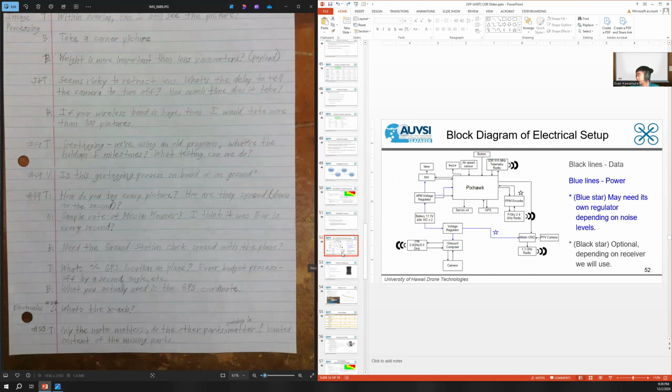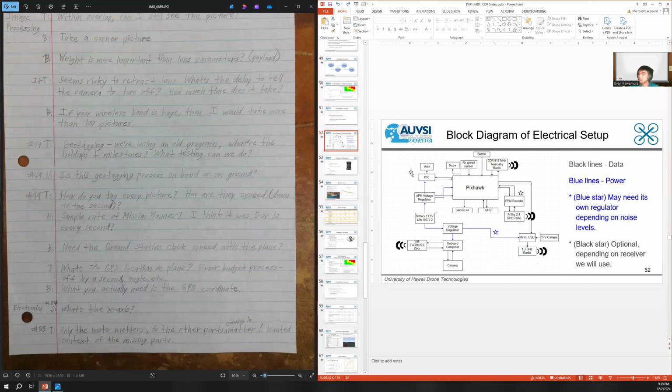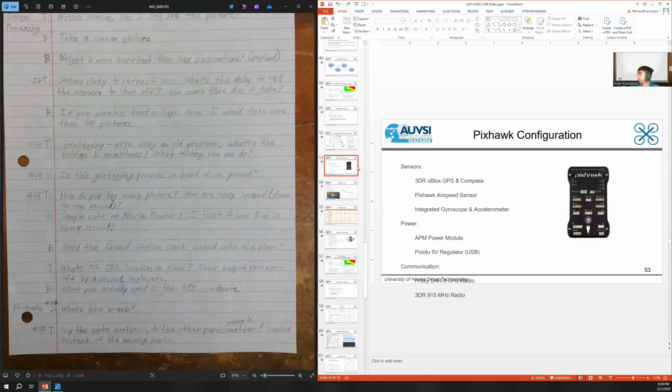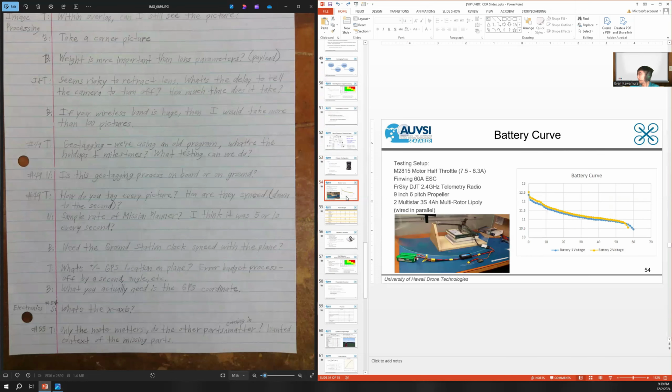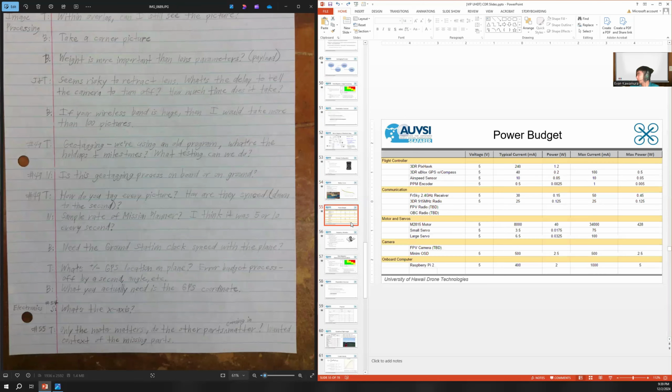So for this subsystem, we show a block diagram of how everything is set up. We look at the Pixhawk. This is the brain of the drone. And then we look at the battery curve here. I think we're looking at discharge or something. We look at the power budget, and then let me go back to slide 54.